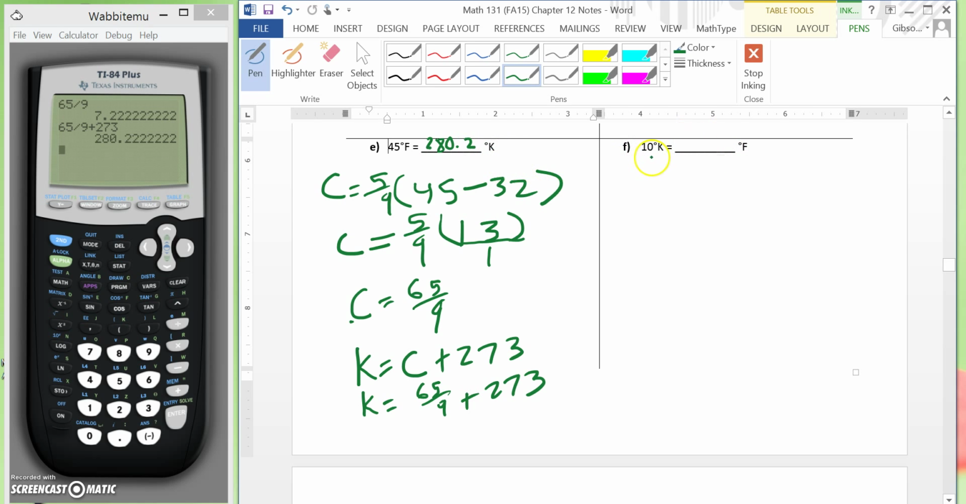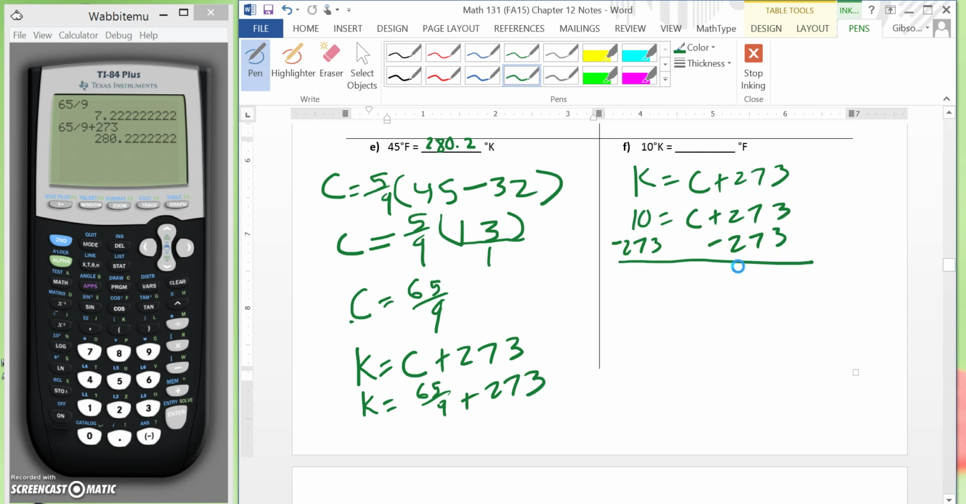Now we go to F. We got 10 degrees Kelvin is equal to blank degrees Fahrenheit. So let's go back here. The first thing we will do is change kelvins to Celsius. So we got kelvins is equal to Celsius plus 273. Now our kelvins is 10. So 10 equals Celsius plus 273. We will subtract 273 on both sides, so we will have a negative 263 is equal to Celsius.